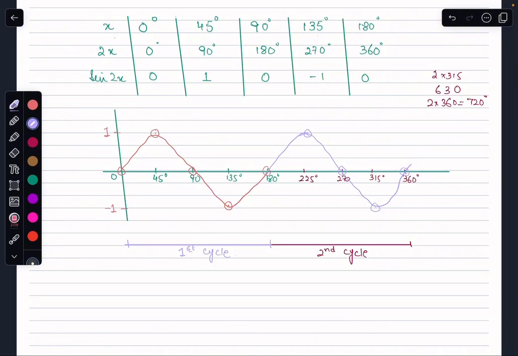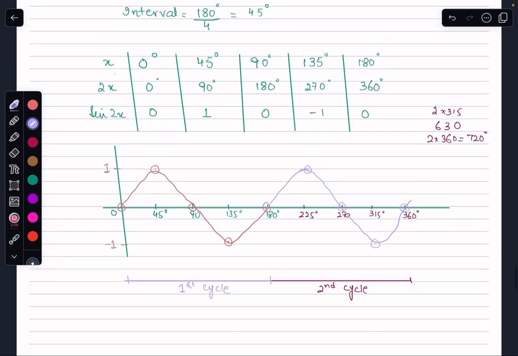So if I sketch the graph for y equals sine 2x in the interval of 45 degrees, I have seen that sine of 2 times 0, sine 0, gives us 0, 2 times 45 was 90 giving us 1, then 2 times 90 was 180 giving us 0, 2 times 135 was 270 giving us sine of 270 as negative 1, and 2 times 180 was 360 giving us sine of 360 degrees as a 0 value.